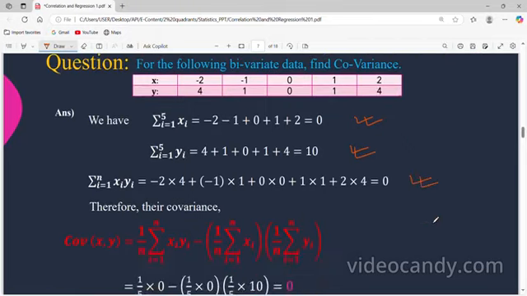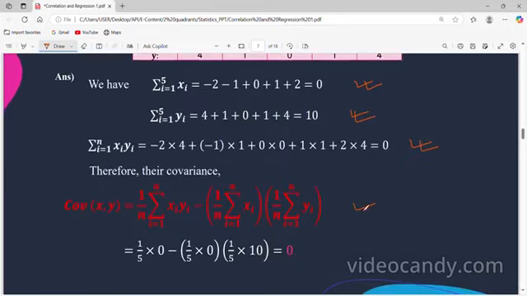So covariance of xy, just use the formula and we will put the corresponding values of the formula. So your answer is 0. So here covariance of xy is 0.